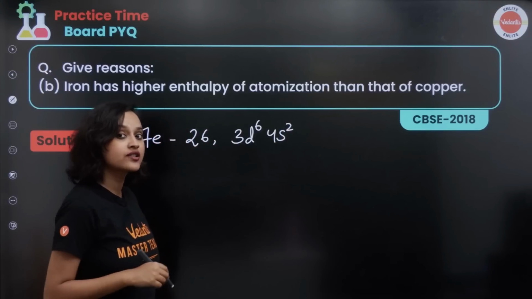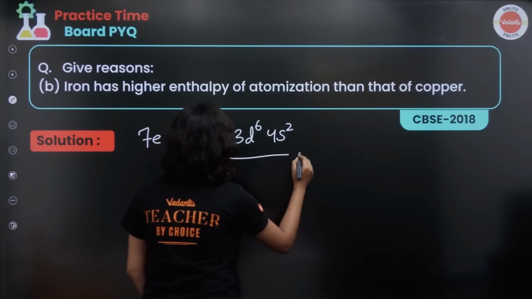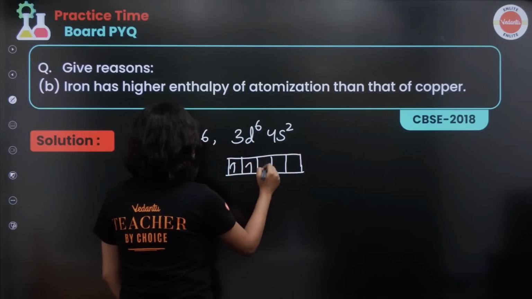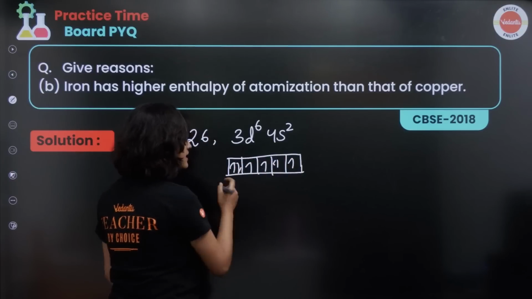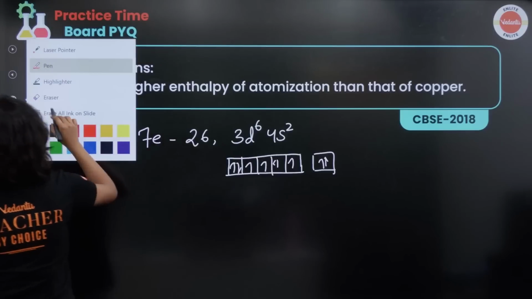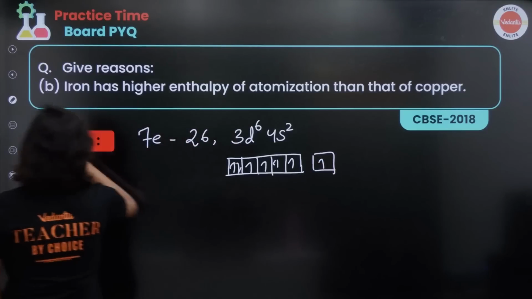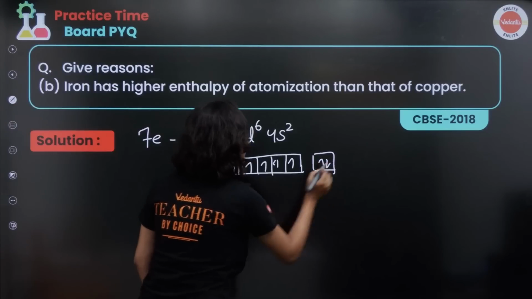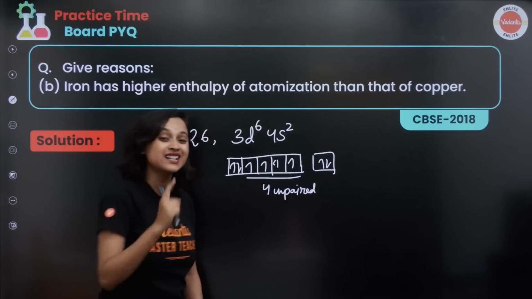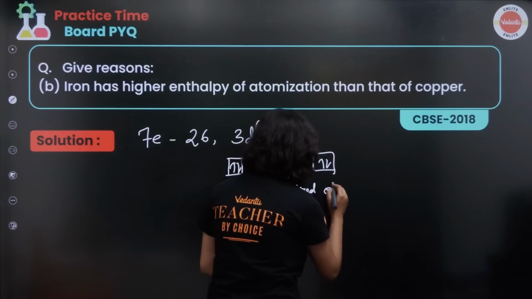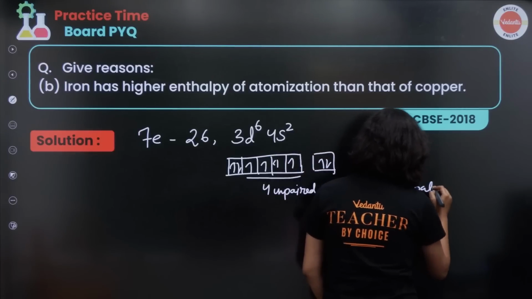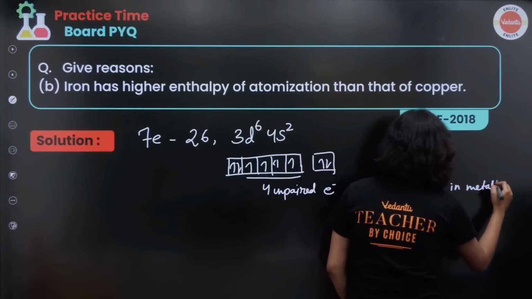Yes, how many unpaired electrons are here? Let's make it. Take a look at it. See here, 5 orbitals, so 1, 2, 3, 4, 5 and 6. Yes, that means there are 4 unpaired electrons here. Do you agree that there are 4 unpaired electrons? Yes. So 4 unpaired electrons can participate in metallic bonding, isn't it?